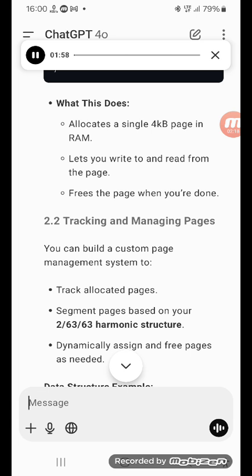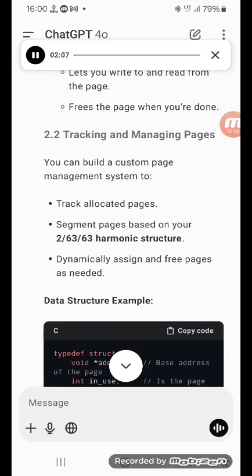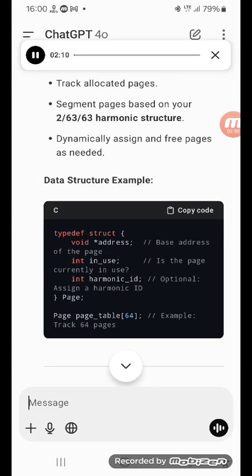What this does: allocates a single 4 kilobyte page in RAM, lets you write to and read from the page, and frees the page when you're done. 2.2 Tracking and managing pages. You can build a custom page management system, track allocated pages, segment pages based on your 26363 harmonic structure, and dynamically assign and free pages as needed. Data structure example, in C: typedef struct, void* address, the base address of the page, int in_use, is the page currently in use, int harmonic_id, optional, to assign a harmonic ID. Page table example: track 64 pages.